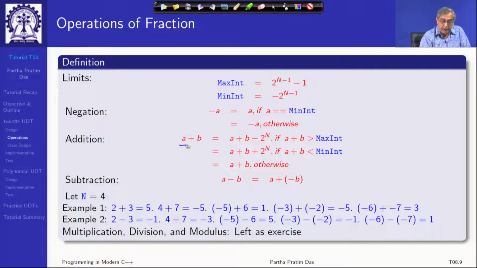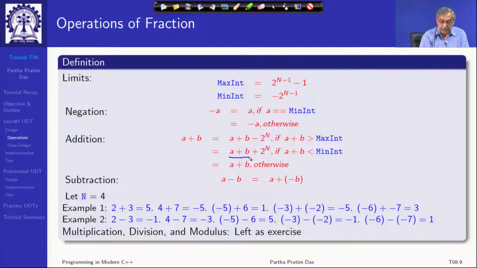Similarly, if you want to do addition, and the added result is more than max int, you have overflown max int, then your actual result will have to be obtained by adding these two and then subtracting 2 to the power n, because you are wrapping around. As you wrap around, you are coming down from the maximum to the minimum, so you have a jump of minus 2 to the power n. So, you have to subtract 2 to the power n.